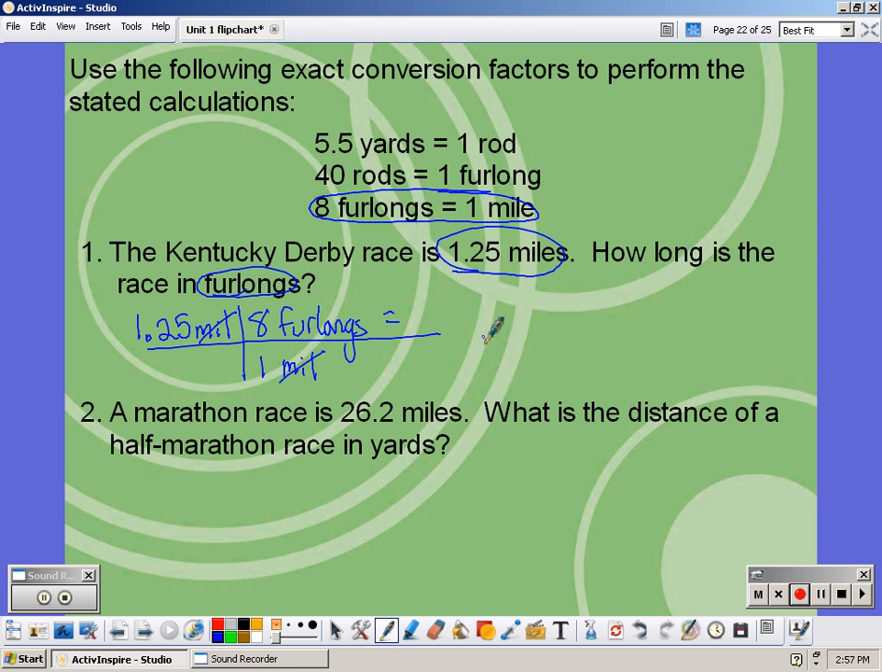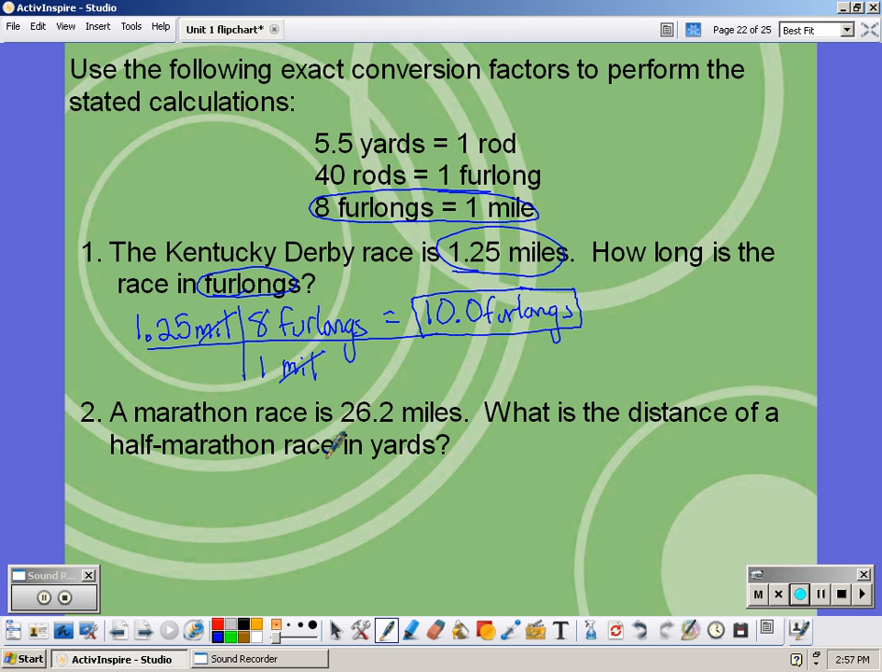So 1.25 times 8 divided by 1 is 10. Now I need it to have the same number of significant figures as my given, which is 3. So I'm going to put 10.0 furlongs. You have to have a unit with all of your numbers, so don't get lazy. Your answer also always needs to have units. It's a good practice to get into of boxing or circling or underlining your final answer. When the AP reader reads our questions, he wants to know exactly what your answer is, and then he can work backwards from there to give you all of your points.